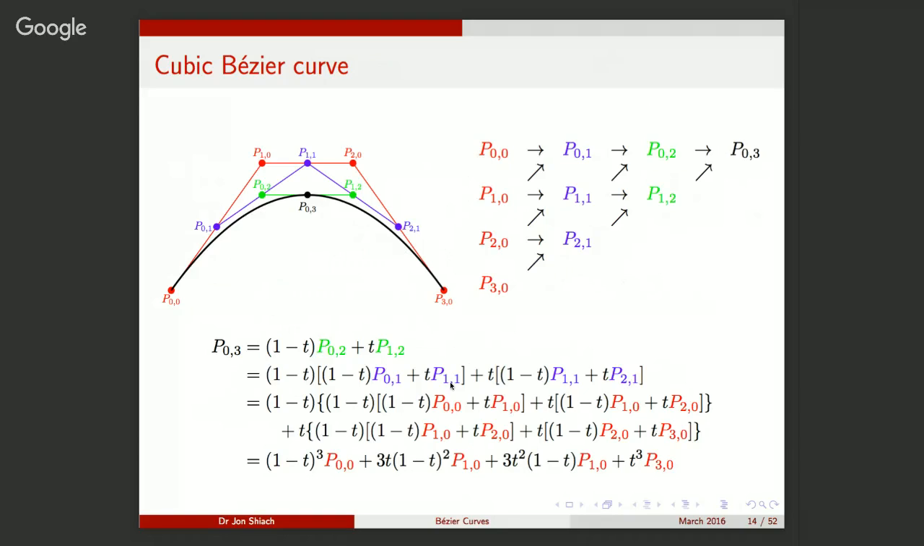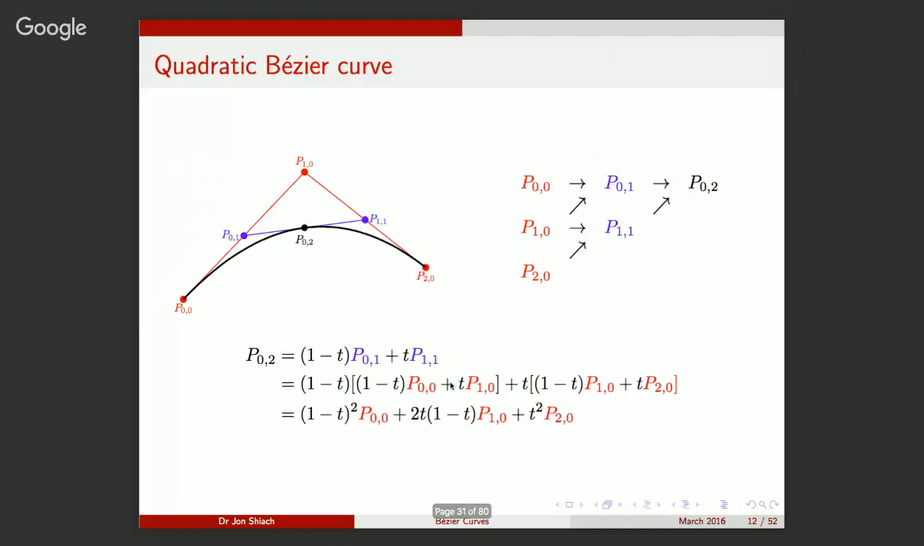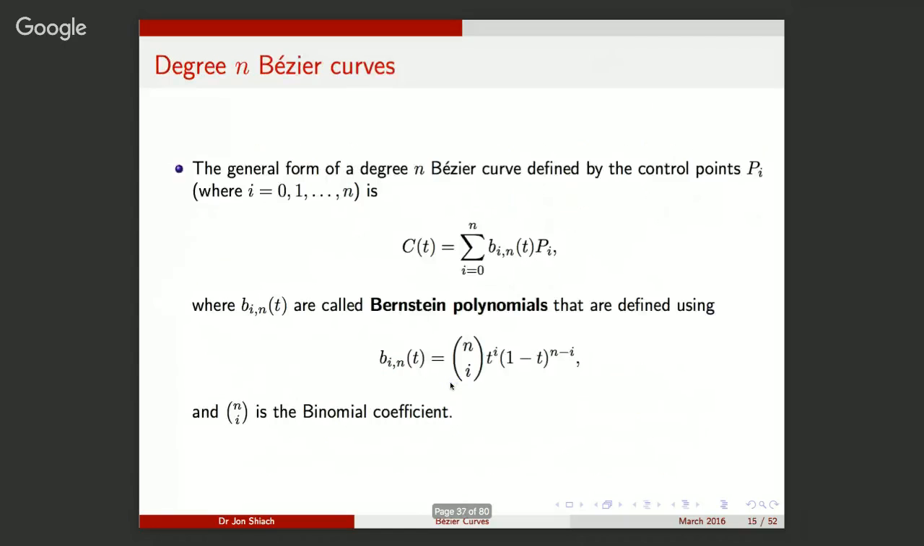Have a look at the quadratic one. We have (1 minus t) squared plus 2t(1 minus t) plus t squared. There's a pattern there, so we can actually use that pattern to derive our Bezier curves. And this pattern essentially uses what we call Bernstein polynomials.